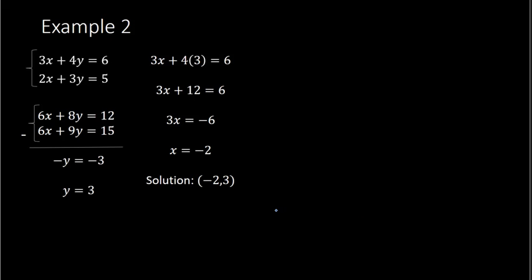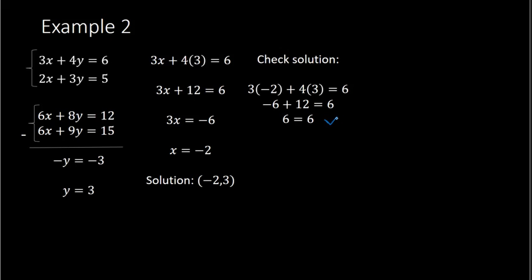And if I wanted to check my solution, I can, and I do that by plugging back into both equations. So up here, the 3x plus 4y equals 6, plug in negative 2 for x and a 3 for y. We now have 3 times negative 2 plus 4 times 3 equals 6. So 3 times negative 2 is negative 6, 4 times 3 is 12, so negative 6 plus 12 gives me positive 6. So this is a true statement, which means it works for the first equation.